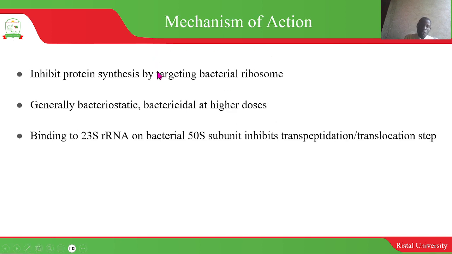We have the mechanism of action. They inhibit protein synthesis by targeting bacterial ribosomes. Generally, they are bacteriostatic, but they can be bactericidal at higher dosages. They bind to 23S ribosomal RNA on the bacterial 50S subunit and inhibit the transpeptidation and also translocation step. So in the bacteria, we have the ribosomal units 23S and 50S. These are the sites to which this drug attaches; that's its action along those ribosomal units.